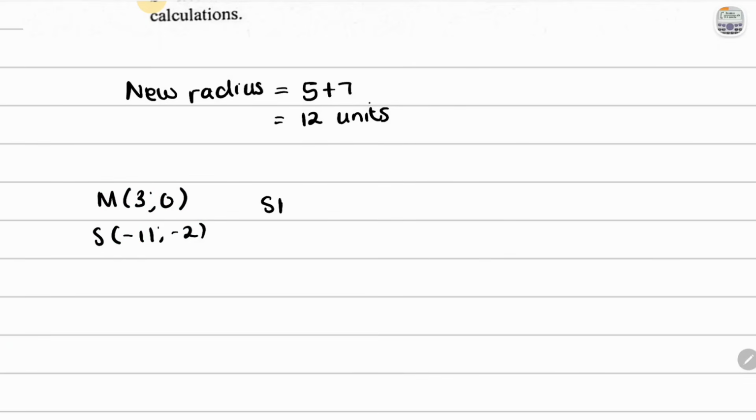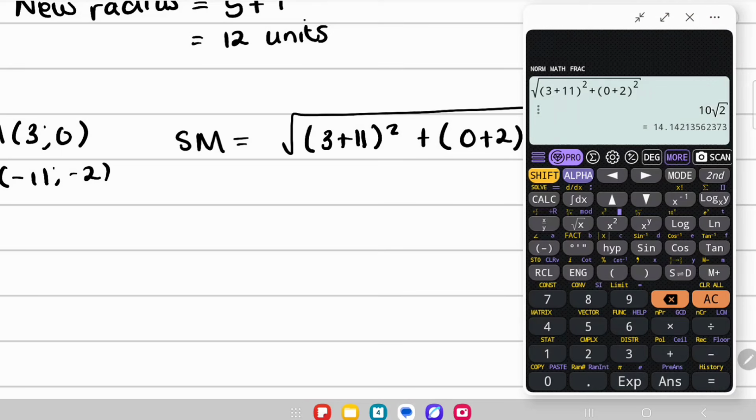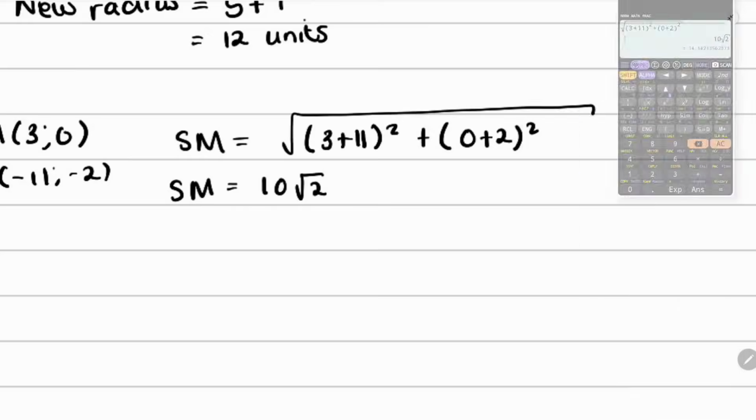So we can say SM equals the square root of (x2 minus x1, which is 3 minus -11, which is just plus 11) squared, plus (0 minus -2, which is plus 2) squared. Okay, so this is going to give us SM equal to 10 root 2, which is about 14. So SM equals 10 root 2. We know what that is as well. It's 14.14.